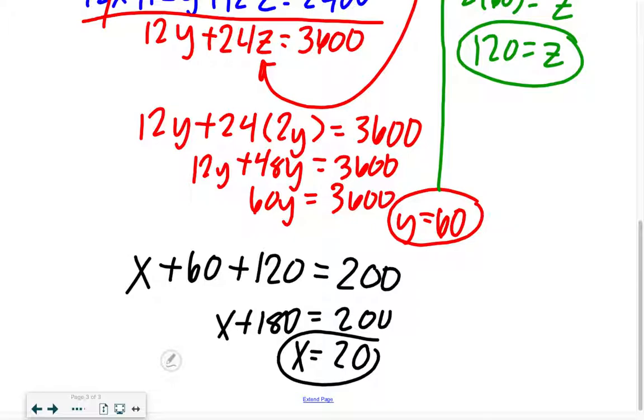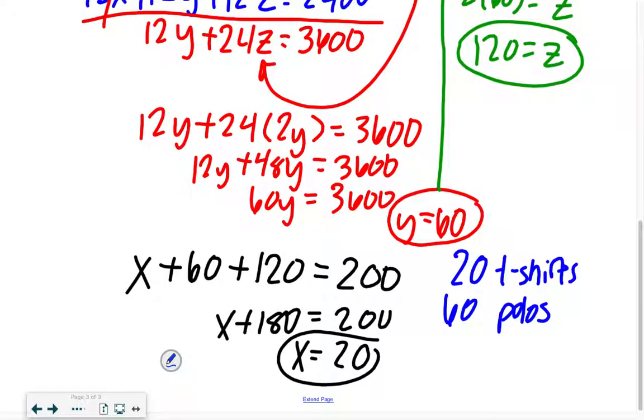So then with this one, instead of writing a triple, we'll write 20 t-shirts, 60 polos, and 120 rugby. If you check it, I checked it. They all work.